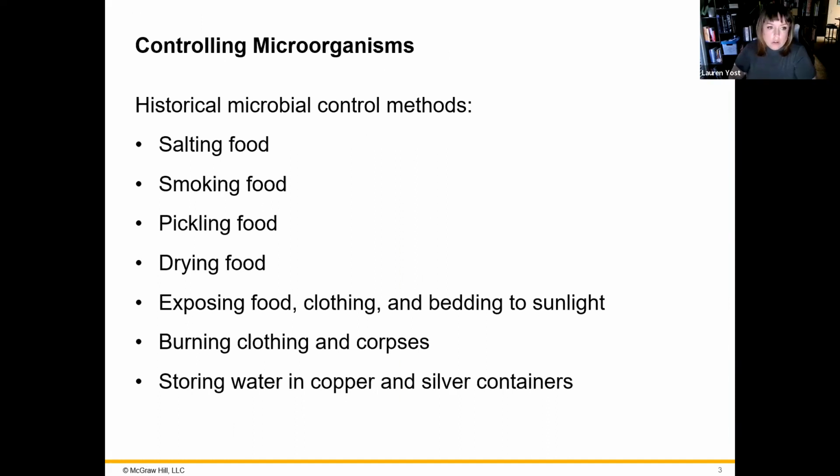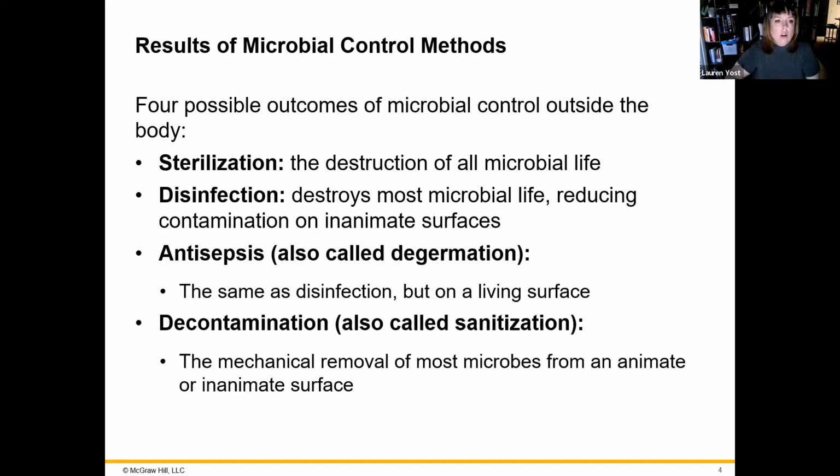Historically, we've used salt, smoking the food, pickling the food, and drying it, and all these things to try to control microbial growth on, let's say, food or something that we're trying to store, but also by burning clothing and corpses, trying to eliminate the contamination associated with those things as well, so they don't contaminate our livelihood outside of that. And we also used containers that tend to be antimicrobial just naturally.